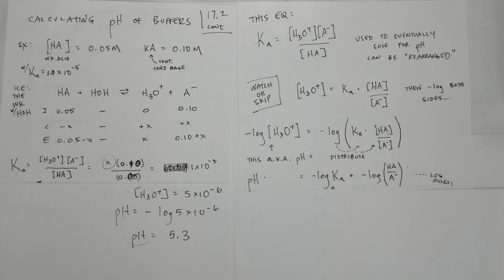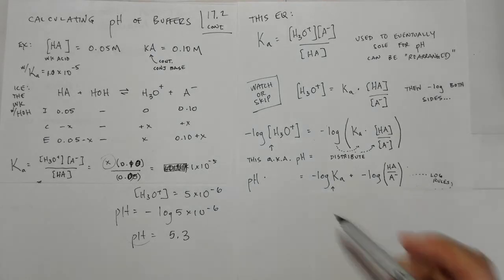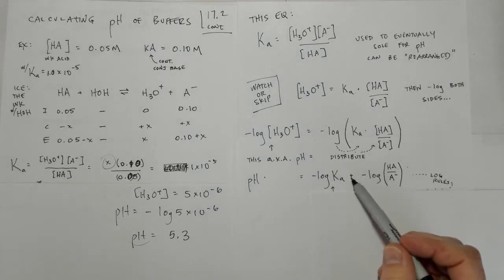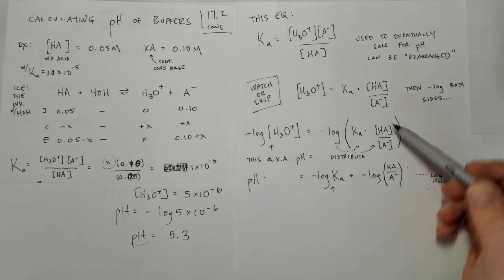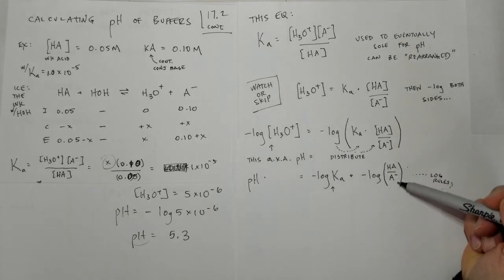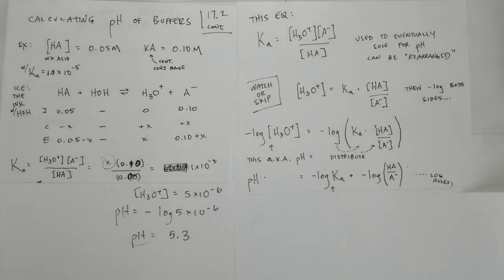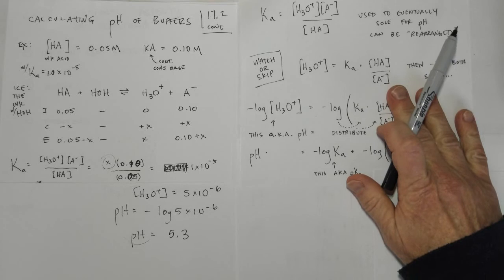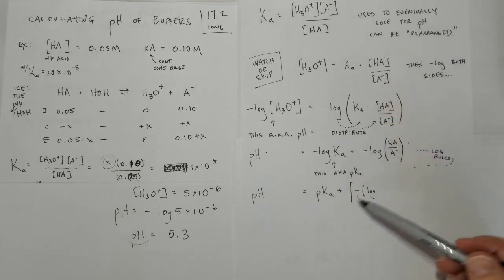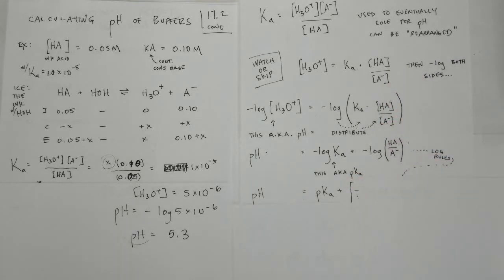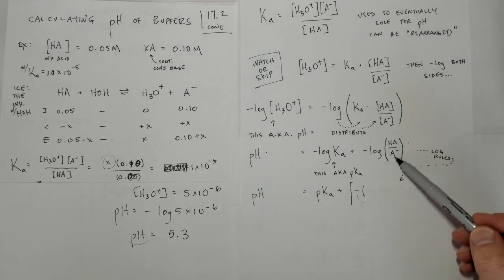And so I'll rewrite it this way. The negative log of Ka plus the negative log of the HA over A minus. This negative log of Ka actually has a new name. It's also known as the pKa. And so now my equation has become pH equals pKa plus the log of HA over A minus.